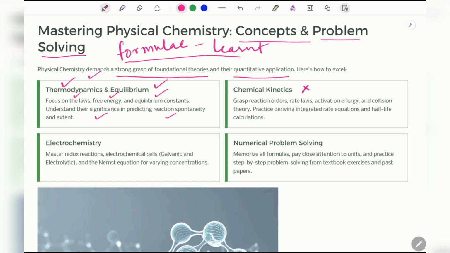In chemical kinetics, this is from class 12th, you have to grasp the reaction orders, rate laws, activation energy, collision theory. Also practice deriving integrated rate equations. This is important for exam numericals and half-life calculations also.